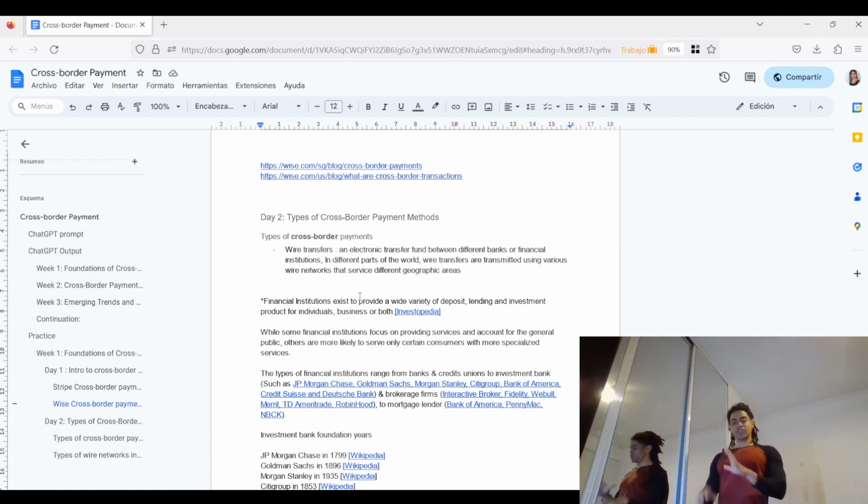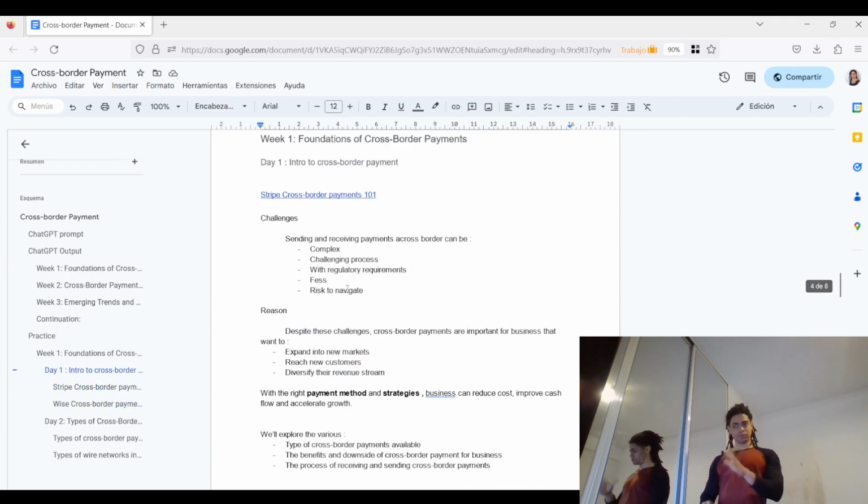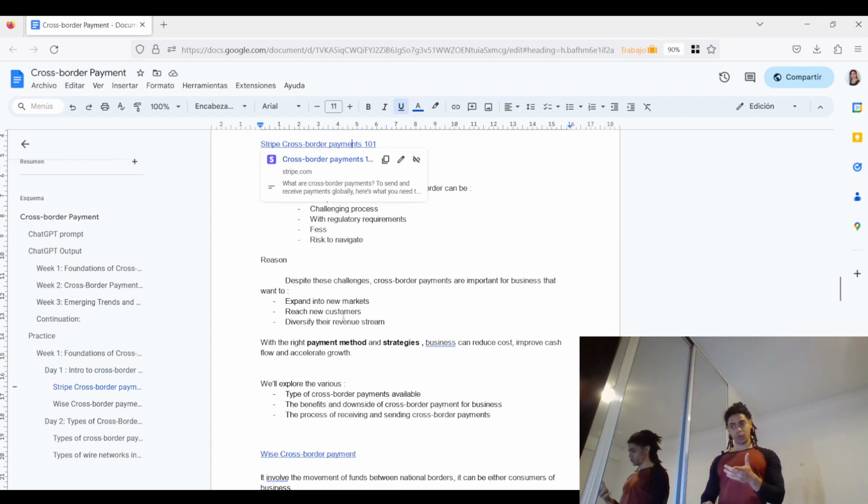So on the Stripe blog, they talk about what cross-border payments are, as well as the types of cross-border payments for business, the trade-offs involved, the benefits and the downsides for business, as well as how this process works, sending and receiving payments.